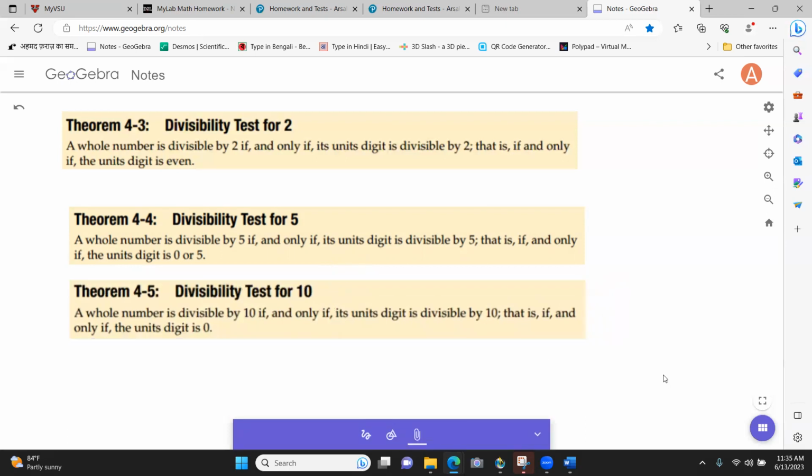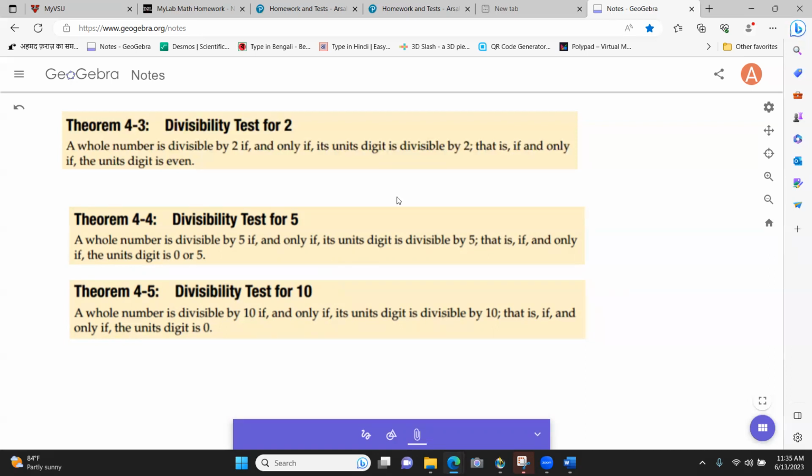All right. A whole number is divisible by 10 if and only if its units digit is divisible by 10. That is, if and only if the units digit is 0. If a number ends with 0, it's divisible by 10. Those three are easy, okay? Fairly easy. Most of you knew it intuitively.